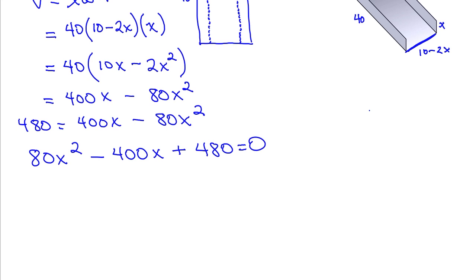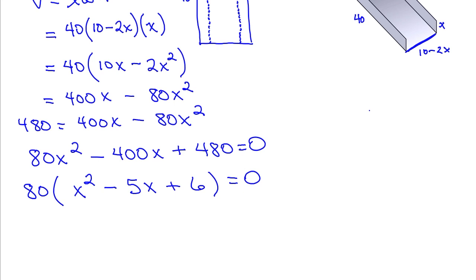Here we have a quadratic equation, and we'll solve this one by factoring. The first thing I notice is that I can factor out the GCF. The GCF between 80, 400, and 480 is 80, since each of those numbers is a multiple of 80. That leaves me with x squared, and then 400 divided by 80 is 5, so that's minus 5x. And lastly, 480 divided by 80 is 6. Now we have a much simpler quadratic to deal with.